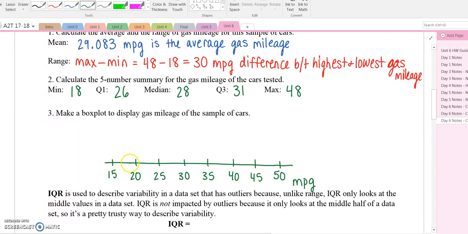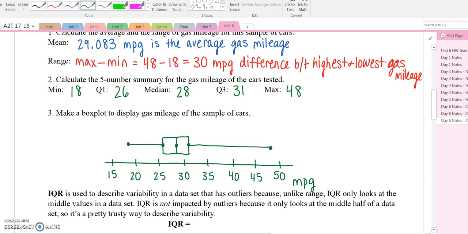Alright, now I'm going to plot my numbers. 18's about here, 26, 28, 31, and then 48 way out here. And for our box plot, you form the box, the rectangle, from your middle 3 numbers with a line through the median, and we draw a line from your minimum to Q1 and from Q3 to your maximum.